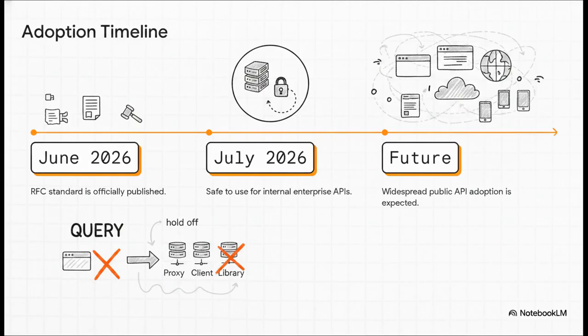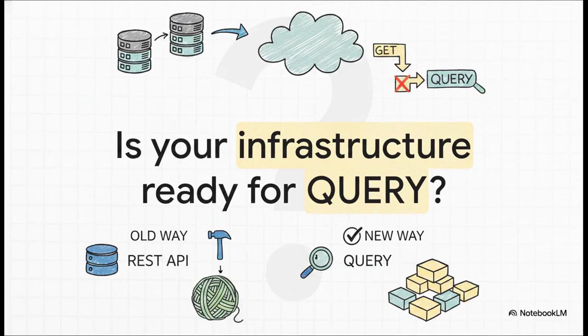Browsers, API gateways, proxies, and client libraries are still updating. Switching your public APIs to Query right now would cause massive breaking changes for your users, and nobody wants that. But make no mistake, over the next few years, HTTP query is going to become the undisputed standard, finally fixing a problem we've been hacking our way around for over a decade.